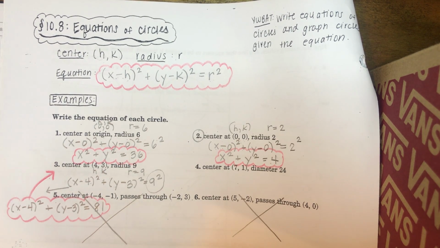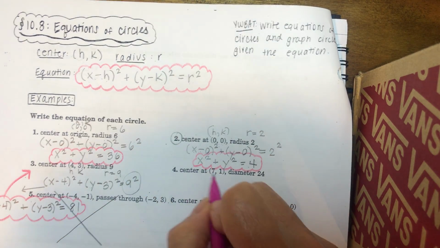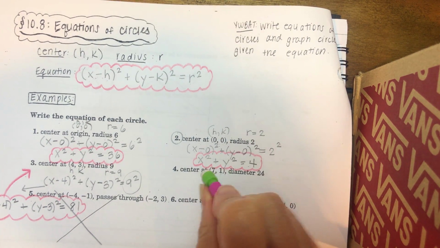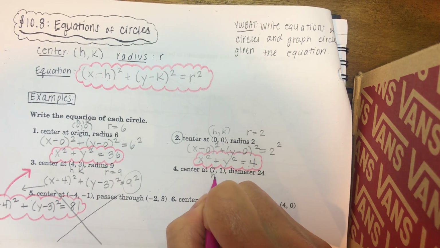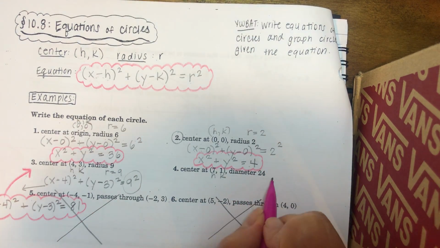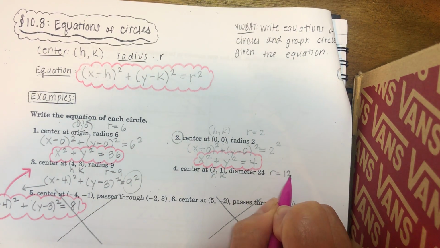All right, let's take a look at number 4. Number 4 is slightly different. The center is 7, 1, so that's h and k. And our diameter is 24. Well, if the diameter is 24, what is the radius? Radius is half of the diameter, so the radius is 12.